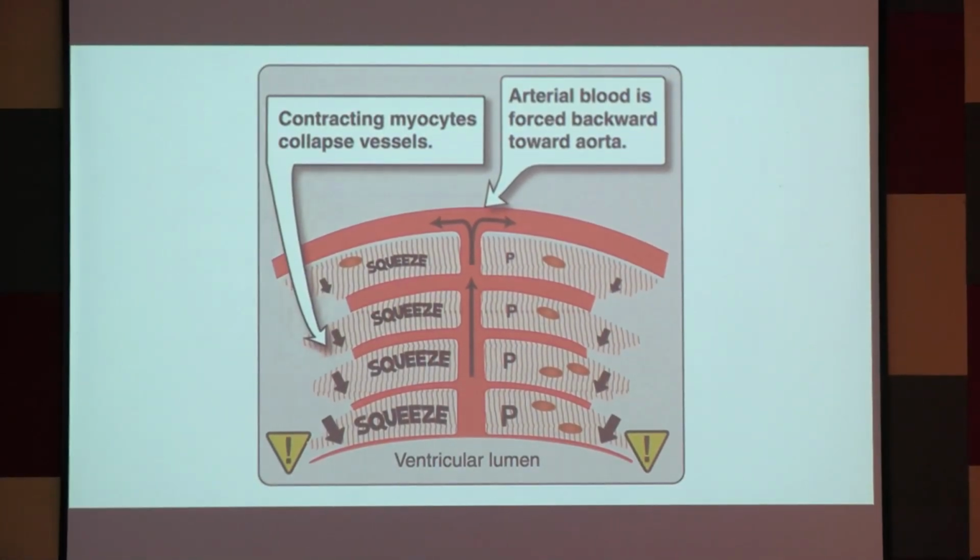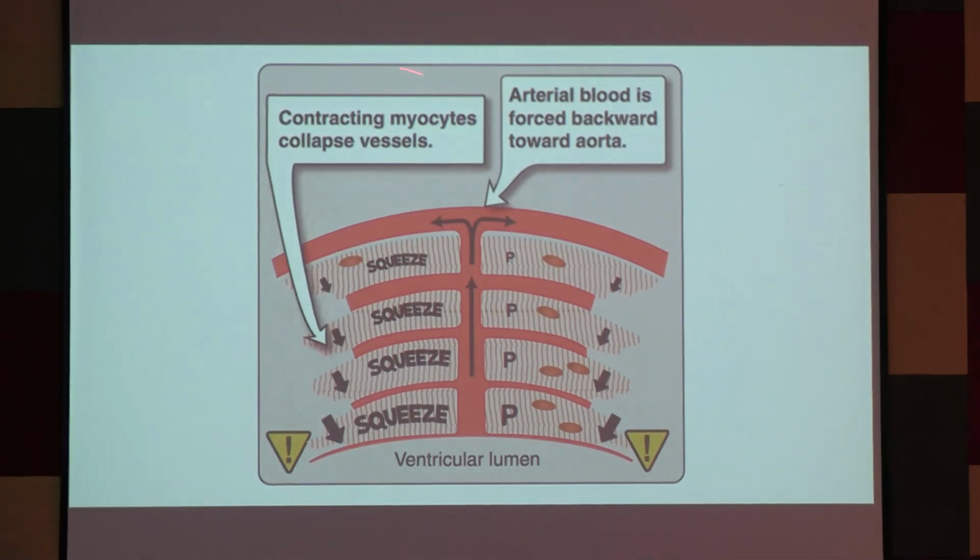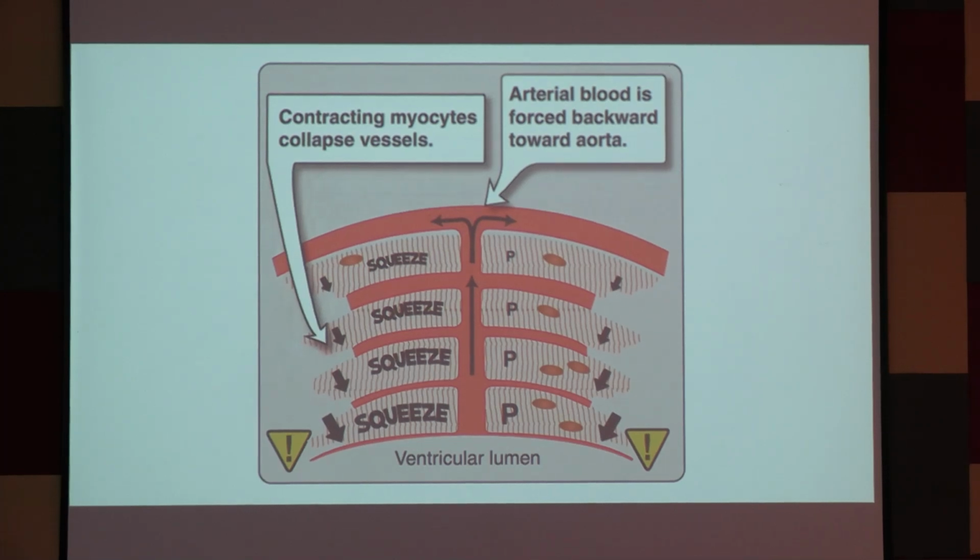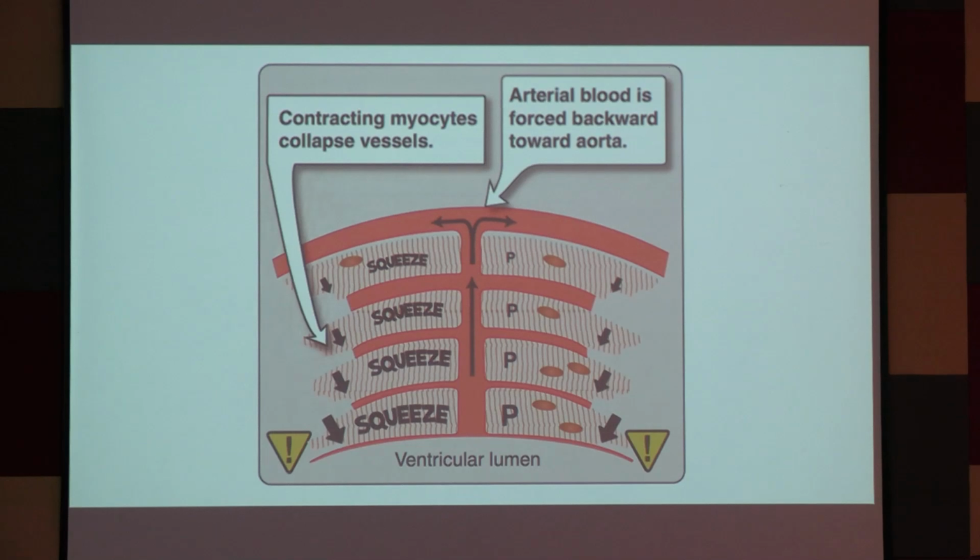So this is the arrangement of blood vessels in the myocardium. These are the contracting myocytes and they are collapsing blood vessels. When your ventricle is contracting, the blood vessels are entangled in between the cardiac myocytes. Now when your left ventricle or right ventricle is contracting, they are squeezing these arteries, and this is the major problem for us.